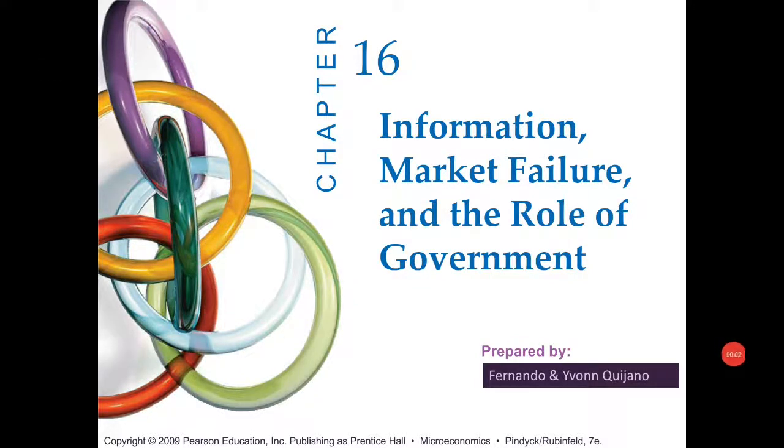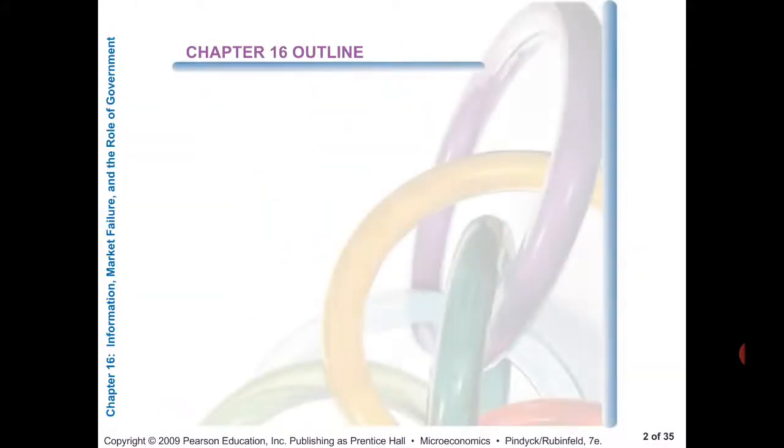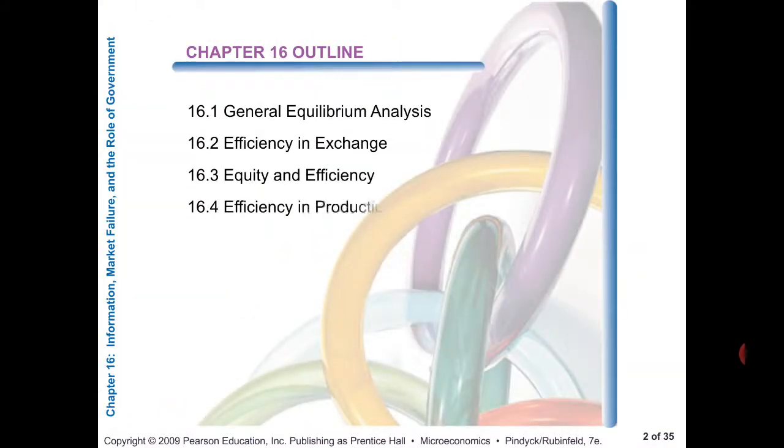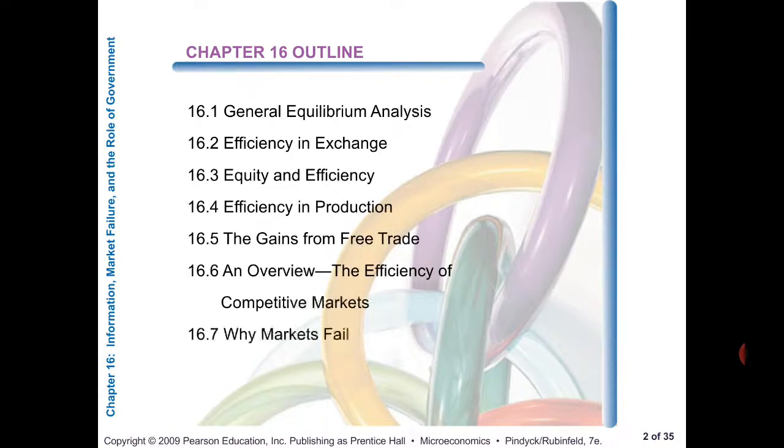Hi students, this is a video about chapter 16, Information Market Failure and the Role of Government from Microeconomics by Dyke. The chapter has 7 sections. We will try to break it up into not more than 3 videos.